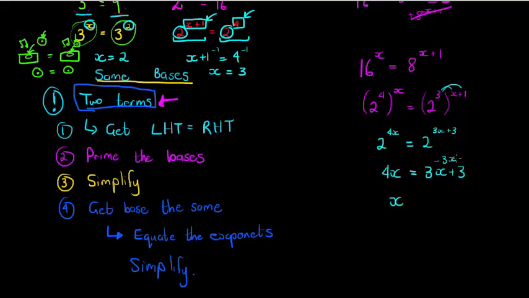Subtract 3x on both sides. I'm sure you can do this in your sleep by now, so 4x minus 3x is just x, and on the right-hand side, x is equal to 3. And that's it. That's how simple this is. Obviously, we can make this much more complicated, so we'll look at a few more examples in the next video of how we can do these.